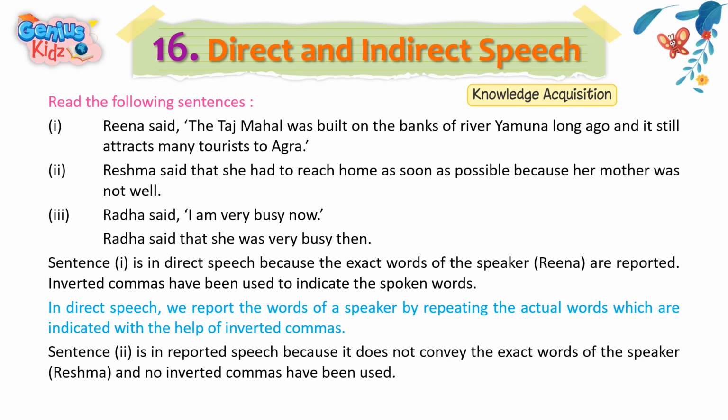Sentence 1 is in direct speech because the exact words of the speaker, Reena, are reported. Inverted commas have been used to indicate the spoken words. In direct speech, we report the words of a speaker by repeating the actual words, which are indicated with the help of inverted commas. Sentence 2 is in reported speech because it does not convey the exact words of the speaker, Reshma, and no inverted commas have been used.